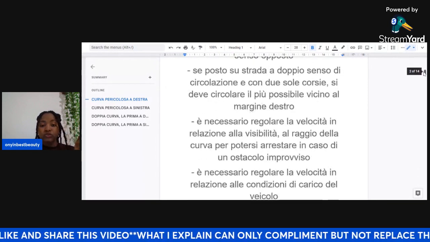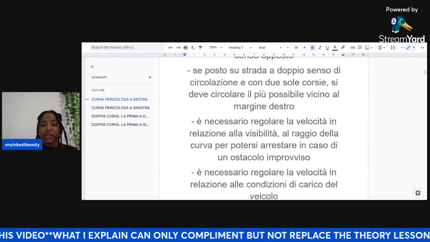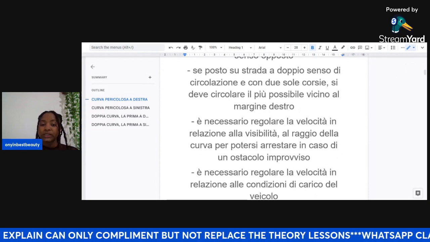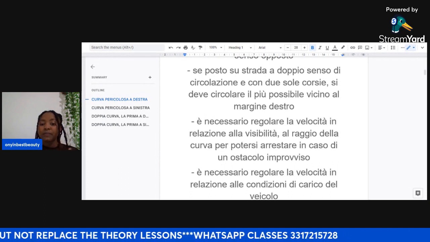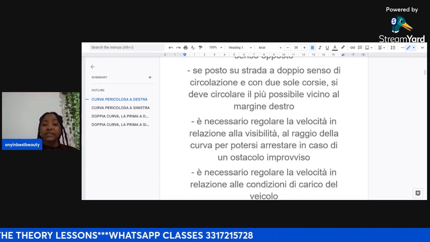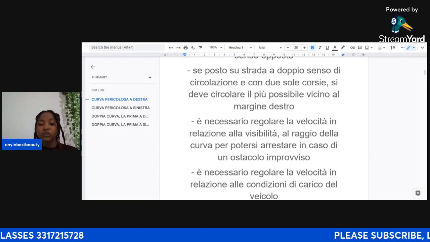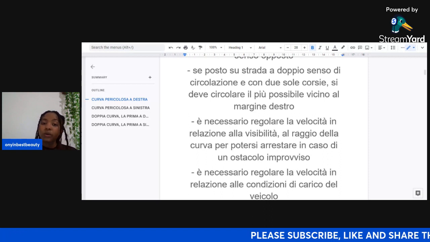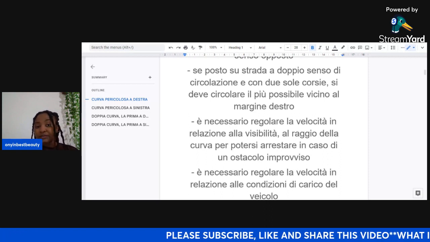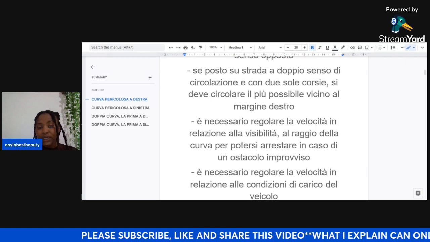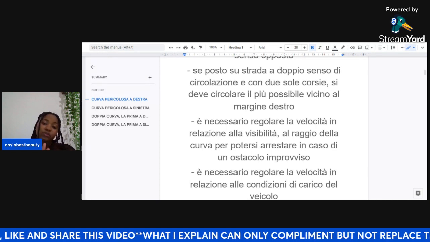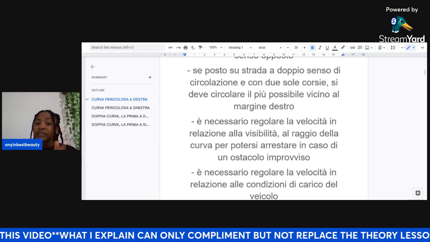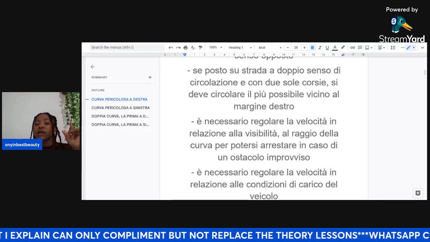Se posto su strada a doppio senso di circolazione e con due sole corsie, si deve circolare il più possibile vicino al margine destro. Now, when you see this sign for two-way circulation, doppio senso, we get only two lanes, one for those who go and one for those who come. They're using one each. For this kind of road, you have to move as close as possible to the margin of your right, when there are only two lanes reserved for those who go and those who come.